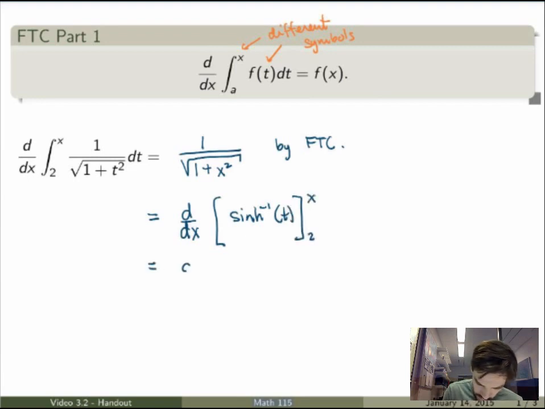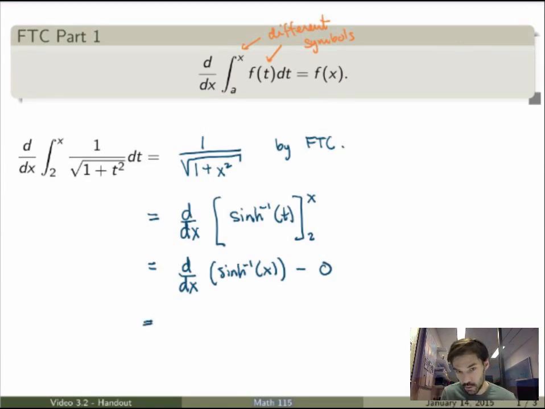So what I end up with here is the derivative of the inverse hyperbolic sine function minus the derivative of the inverse hyperbolic sine evaluated at 2, which is just a constant, so I get 0 when I take the derivative. And looking back at your table again, you see that the derivative of the inverse hyperbolic sine is just 1 over square root of 1 plus x squared, which is indeed the same answer that we had obtained previously. So it works, but this was a very inefficient way of doing it. FTC enabled us to bypass the step of integrating and just write the answer directly.